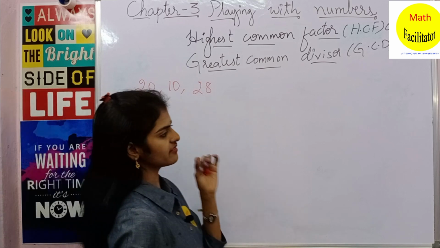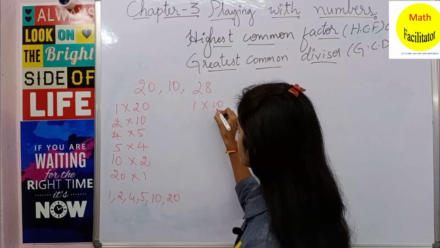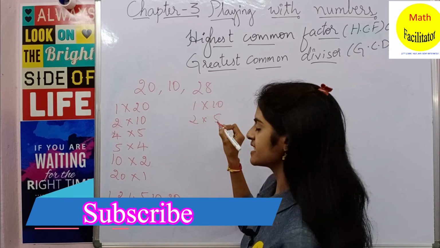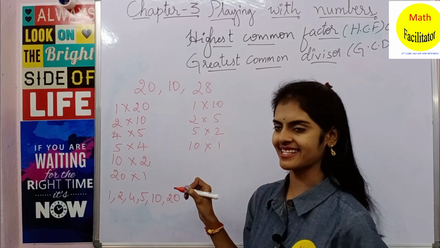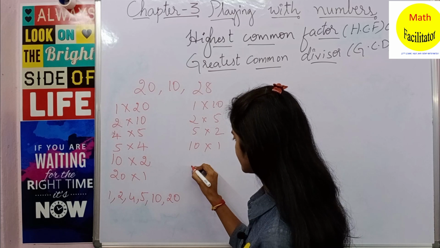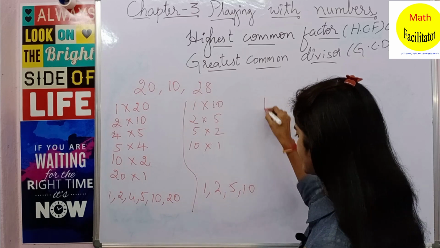Now let us write the factors for 10. The factors for 10 are 1 into 10, 2 5s are 10, 5 2s are 10 and 10 1s are 10. So what are the factors for 10? It is nothing but 1, 2, 5 and 10.